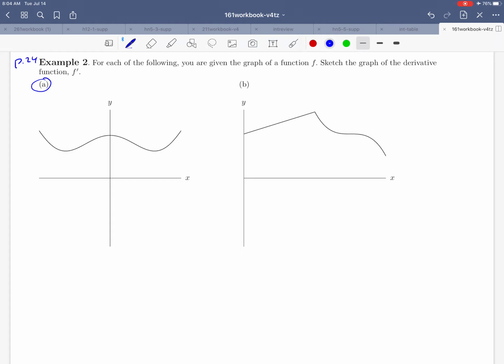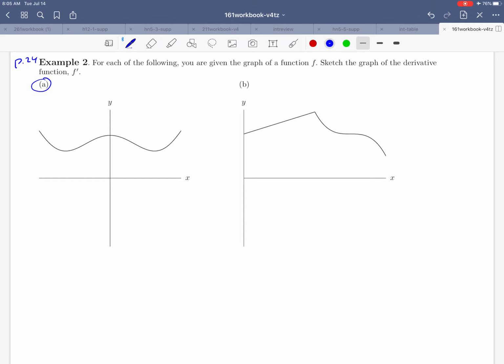So they would like us, given the graph of a function f, to sketch the graph of the derivative f prime as accurately as we can. And what's interesting about this problem is that all we have is a graph. We don't have a formula for f. So this is all about graphical estimation and thinking about what the derivative is telling us about a function. How could we get started on this?